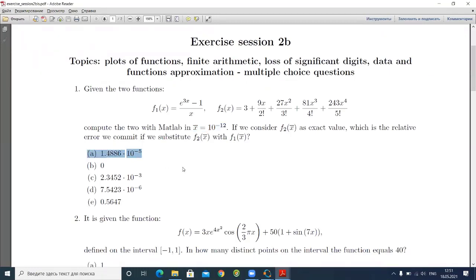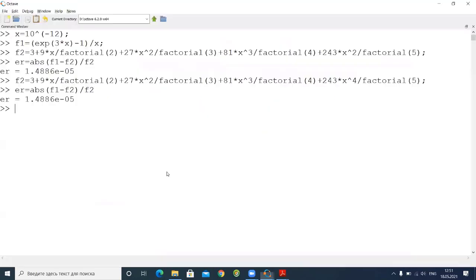Is it clear how to work in your final exam, for example? Yes, teacher, but what role does x equal to 10 to the power of minus 12 play here? I didn't understand. Here, just put this value instead of x, and it will calculate this. Oh, I got it. Thank you. Evaluate with this value. Okay, so now let's continue.